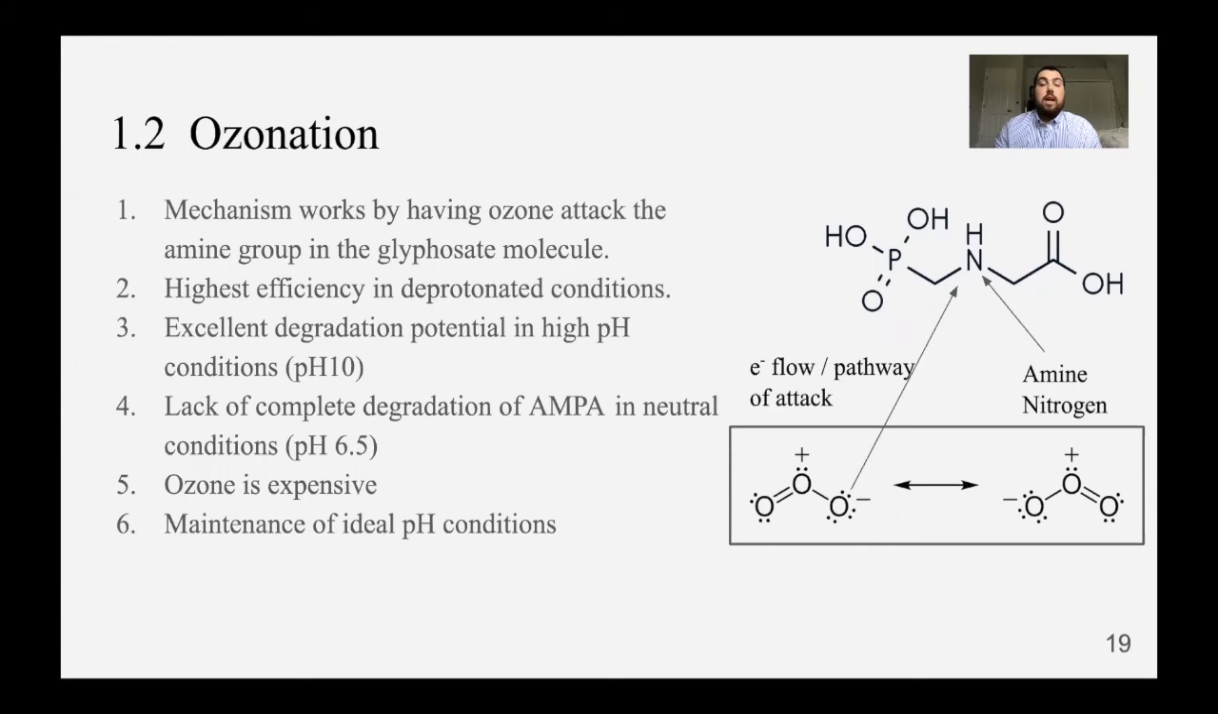For ozonation, the hydrolysis mechanism works by the most electronegative oxygen attacking the amine group, which is the nitrogen in the glyphosate molecule. For both glyphosate and AMPA, deprotonated conditions are favored to increase the efficacy of the oxidation by ozone, since the ozone will react with protons in water to form additional water and hydrogen peroxide. Concerns with ozonation include the maintenance of ideal pH conditions and the overall operation cost of ozone.